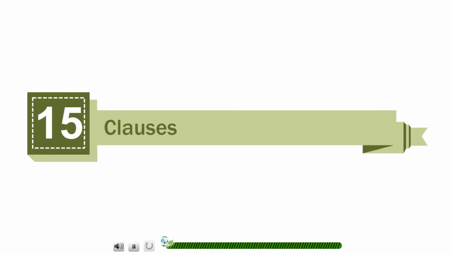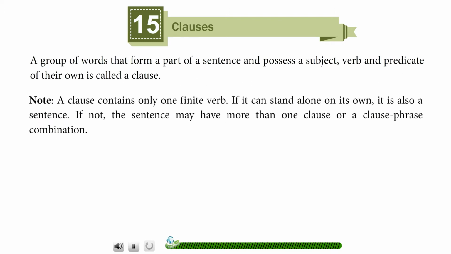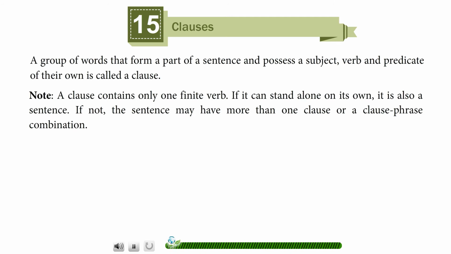Chapter 15, Clauses. A group of words that form a part of a sentence and possess a subject, verb and predicate of their own is called a clause. Note, a clause contains only one finite verb. If it can stand alone on its own, it is also a sentence. If not, the sentence may have more than one clause or a clause-phrase combination.